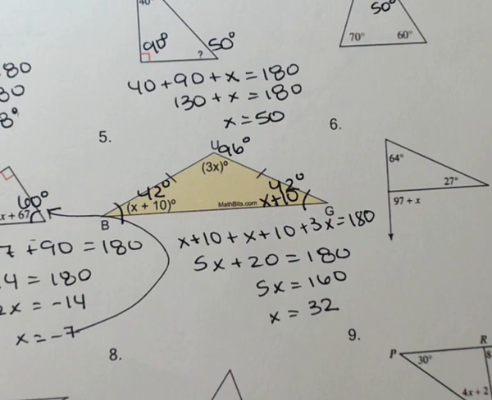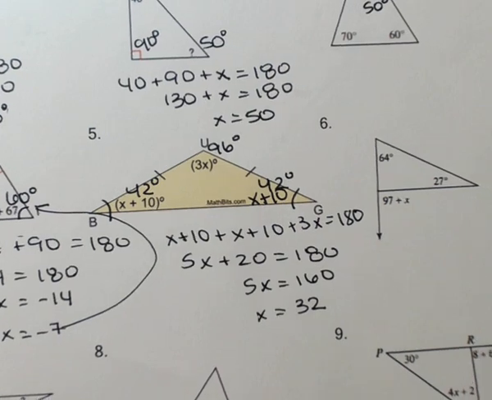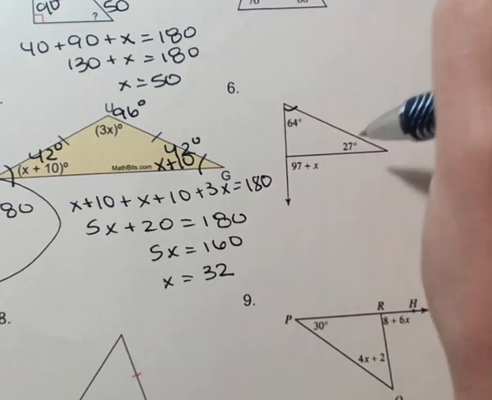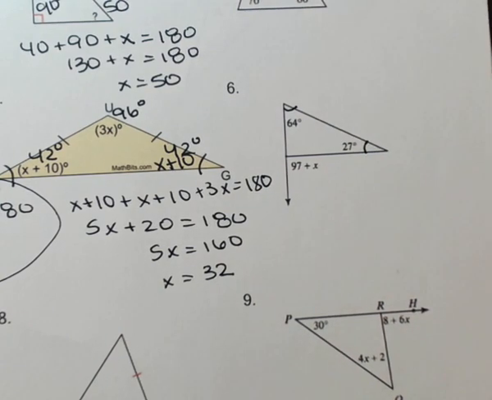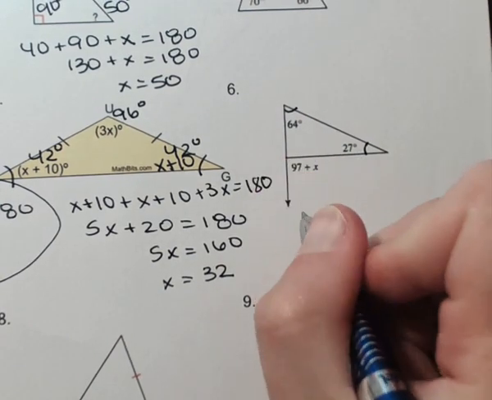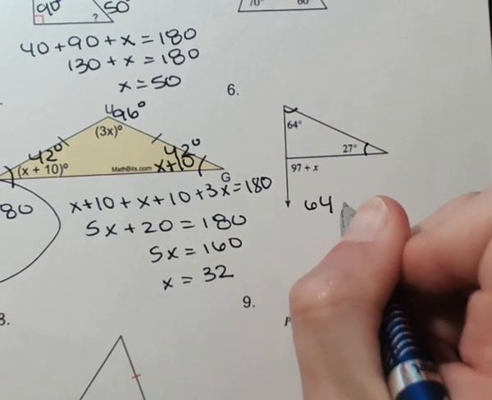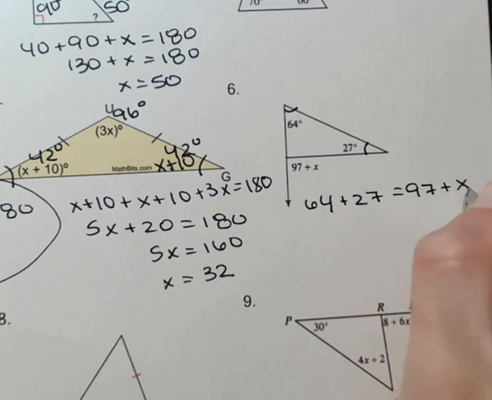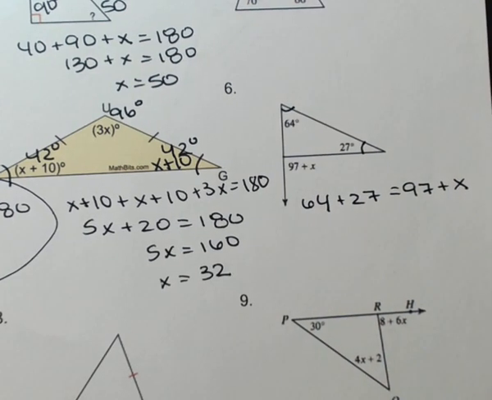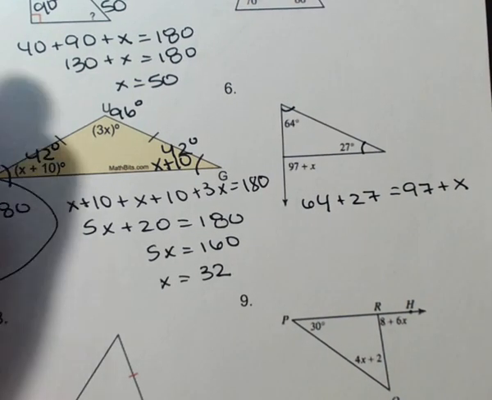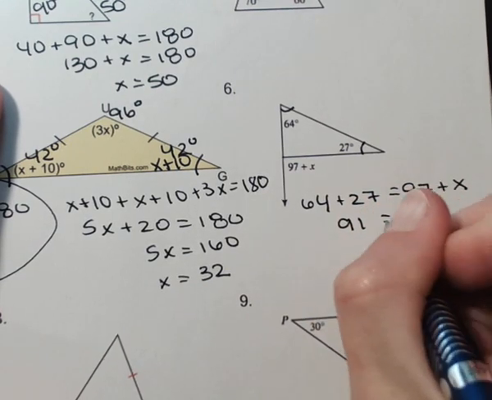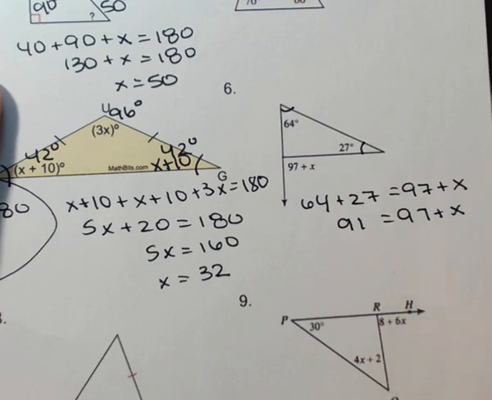All right, moving on, we're going to look at this exterior angle theorem. So go ahead and look at number 6. The exterior angle theorem states to get this outside angle, you just add the two interior angles and set it equal to the outside angle. So we have 64 plus 27 equals 97 plus x. Add the 2 on the inside, set it equal to the outside angle. 91 equals 97 plus x.